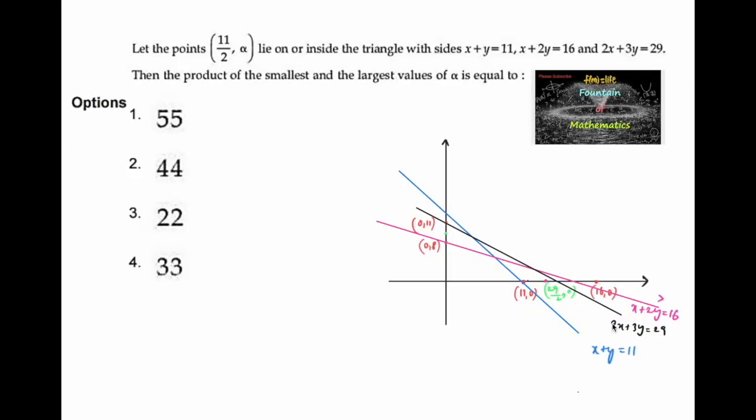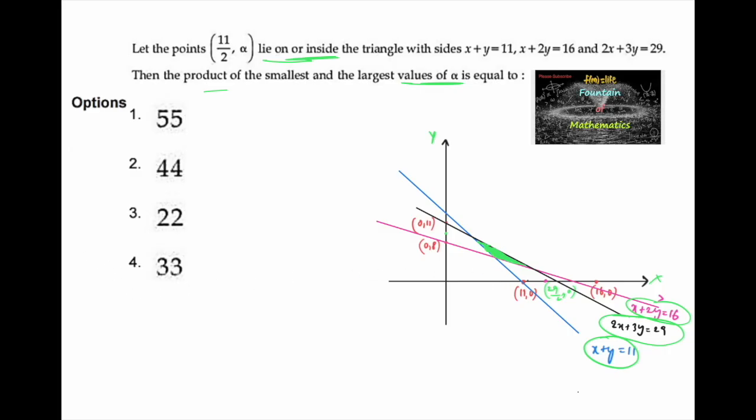Given three lines, x plus y is equal to 11 and x plus 2y is equal to 16 and 2x plus 3y is equal to 29. So they can be drawn here on the xy plane, and you can see the triangle formed by these lines is here. So this is a triangle formed, and we need to identify the point (11/2, alpha) that lies on or inside the triangle. Then we need to find the largest and smallest values of alpha and their product.